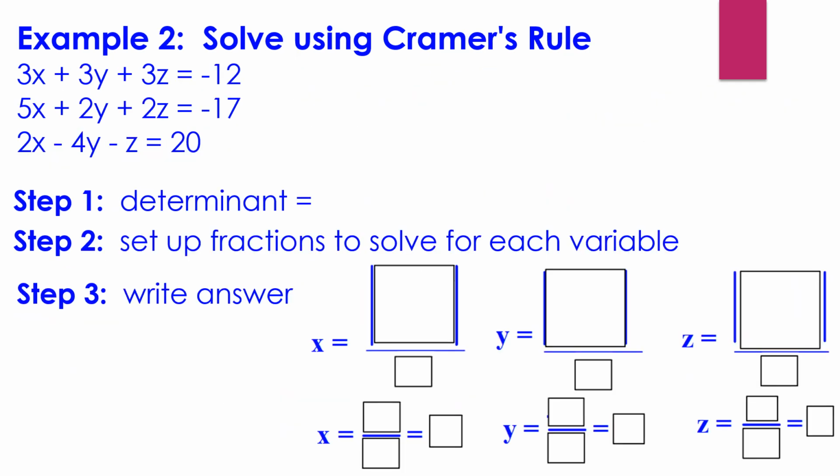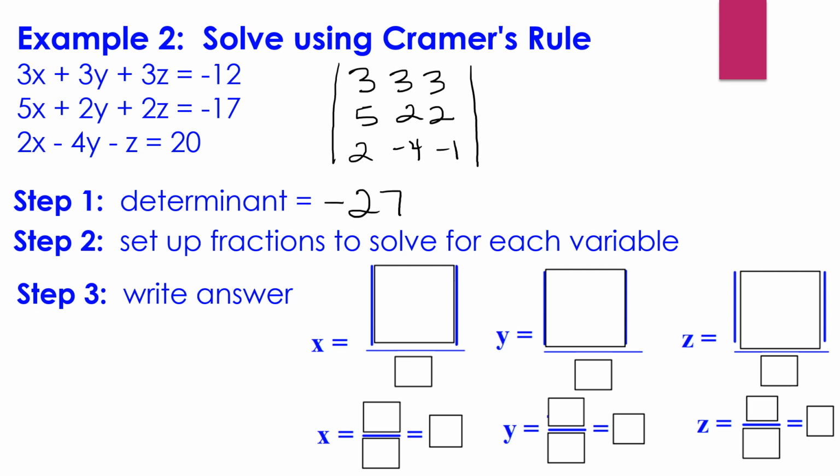Okay, in this example, you don't have any of the stuff written out, so you're going to do all the pieces yourself. We do have 3 equations with 3 variables, so we need to find the determinant of the coefficient matrix, which is 3, 3, 3 for the first row, 5, 2, 2 for the second row, and 2, -4, -1 for the third row. When you find the determinant of this coefficient matrix, you should get a value of -27.